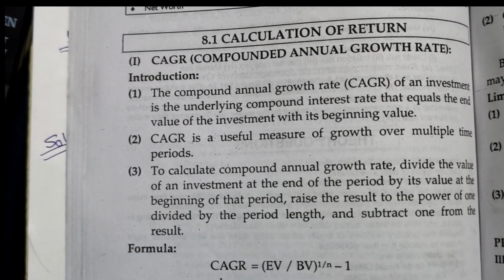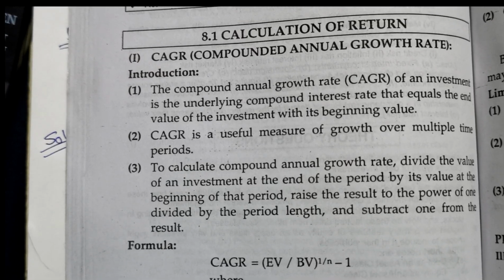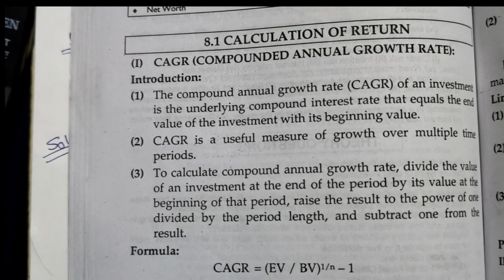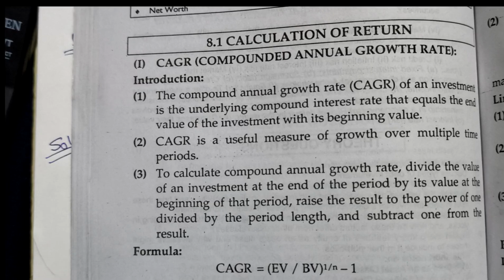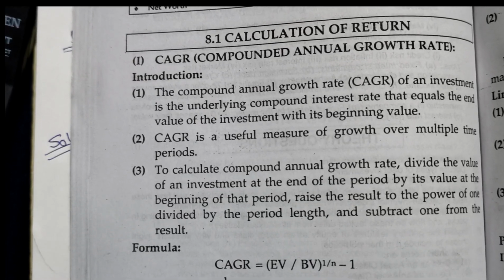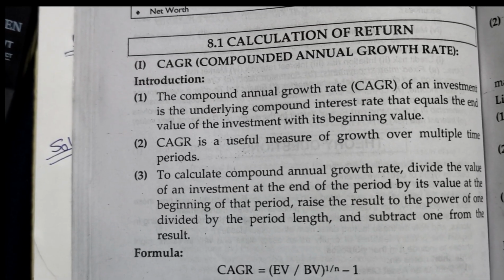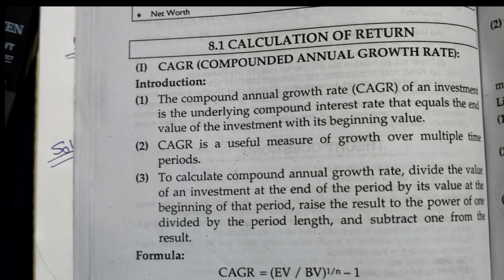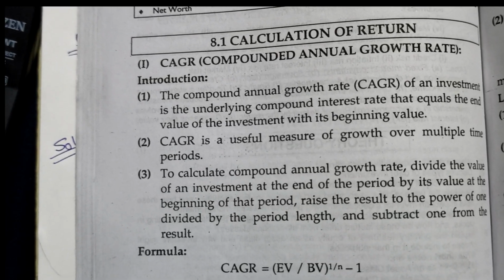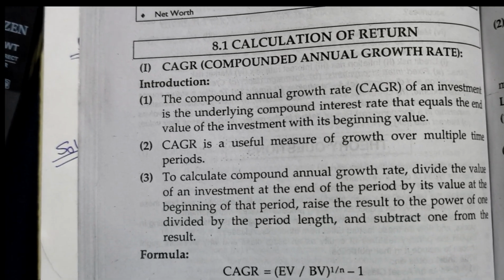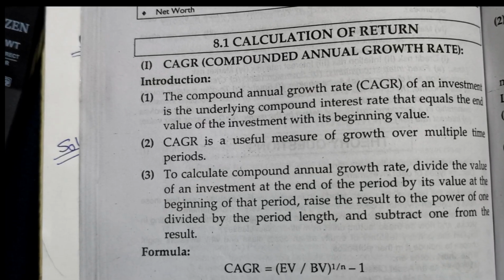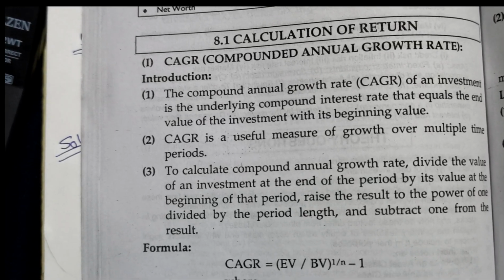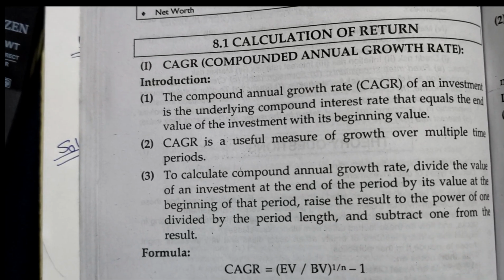The compound annual growth rate of an investment is the underlying compound interest rate that equals the end value of the investment with the beginning value. CAGR is a useful measure of growth rate over multiple time periods. To calculate compound annual growth rate, divide the value of an investment at the end of the period by its value at the beginning of the period. Raise the result to the power of 1 divided by the period length and subtract 1 from the result.